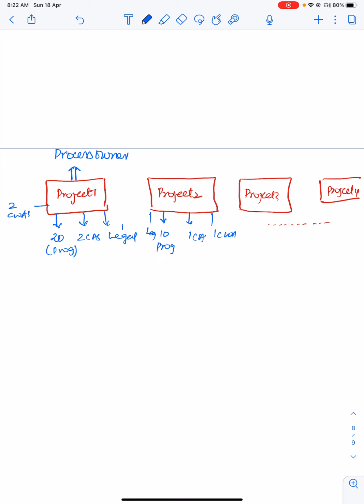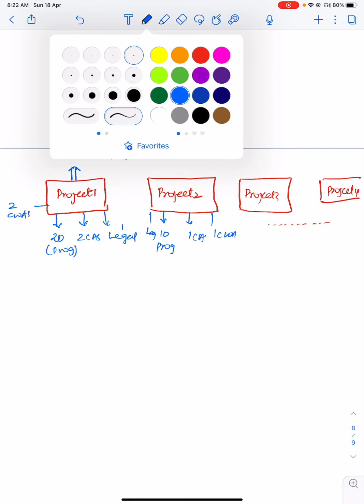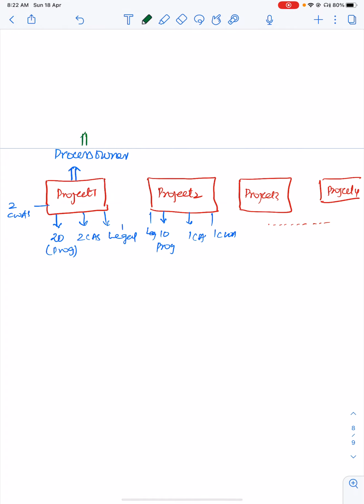So he is a process owner in this particular context. The process owner will be the project manager. We call it a project manager, or we call it a team lead. Okay, so we have a team who will lead it.